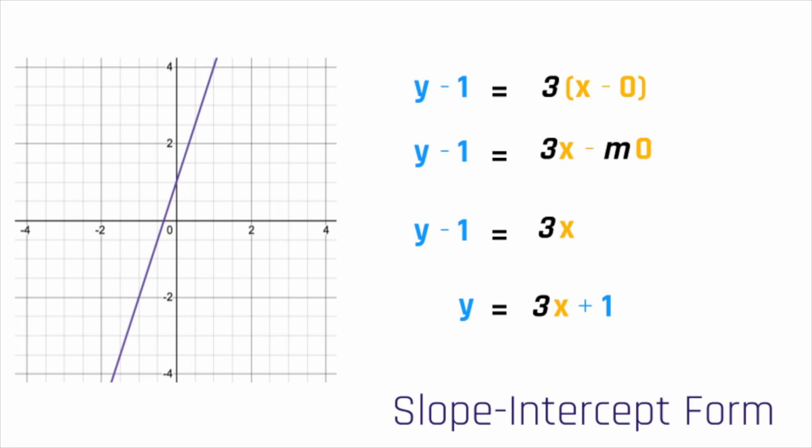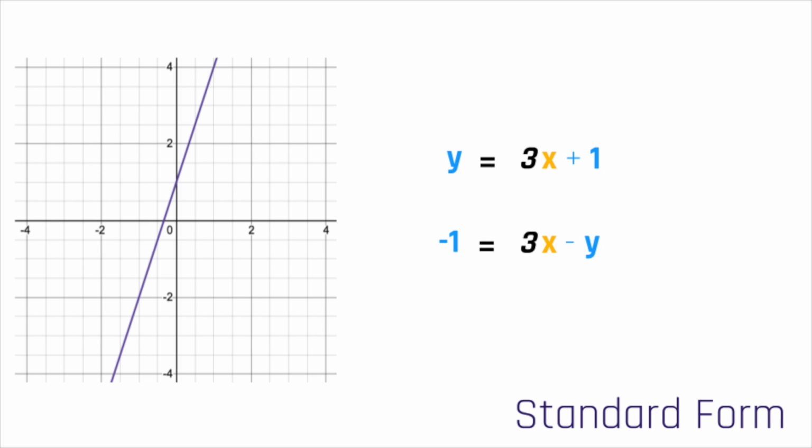To convert this into the slope-intercept form, I will rewrite y minus 1 is equal to 3 times the quantity x minus 0 as y minus 1 is equal to 3x minus 0. Then I replace 3 times the quantity x minus 0 with 3x and move the terms accordingly. Eventually, I'll obtain y is equal to 3x plus 1. Finally, I will rearrange the terms to derive the standard form. I move the y and x values to one side of the equation, getting 3x minus y is equal to negative 1.